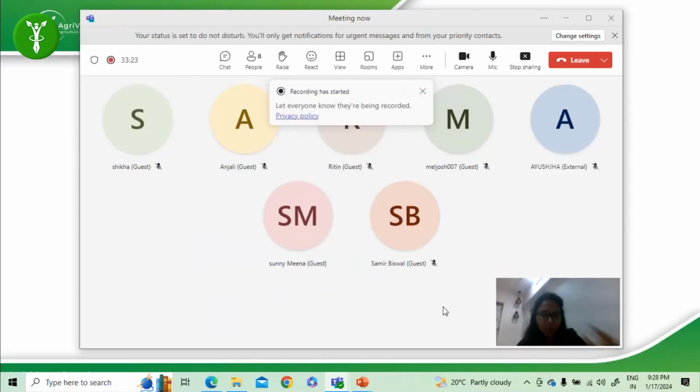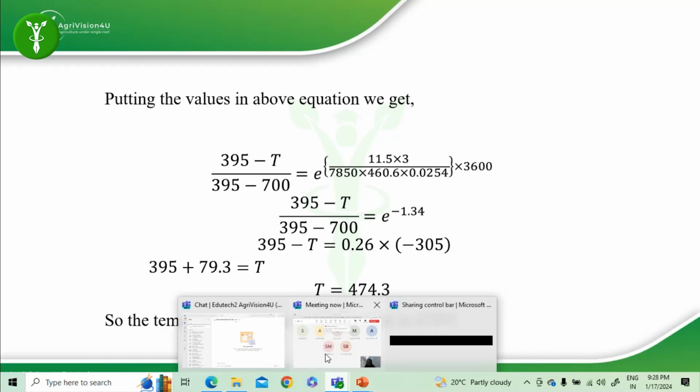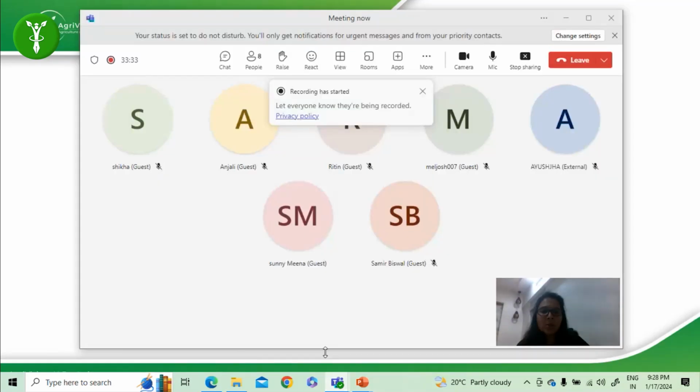Okay, fine. So let us move on to the next problem statement. The temperature of the meatball after 1 hour. Somebody saying something? Ma'am, they didn't mention anything regarding the unsteady flow. How will we find out that we are going to use this particular formula? Okay, this is a nice question.